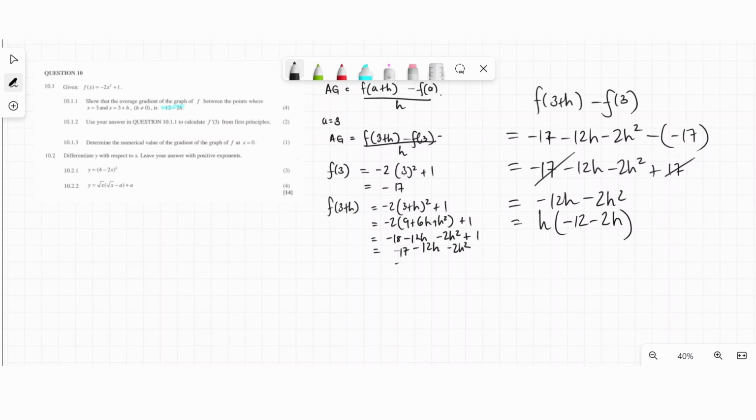Do you see the fact that we're closer to this one? Now substitute this new numerator here. So AG is equal to h times (negative 12 minus 2h), divided by h. The h is going to cancel out. So your average gradient is equal to negative 12 minus 2h, which is exactly the solution that they wanted.